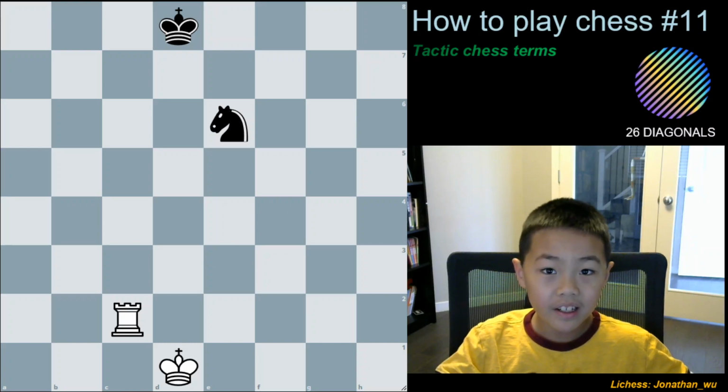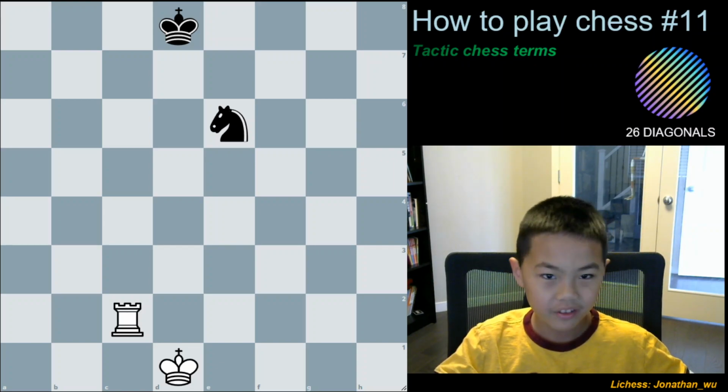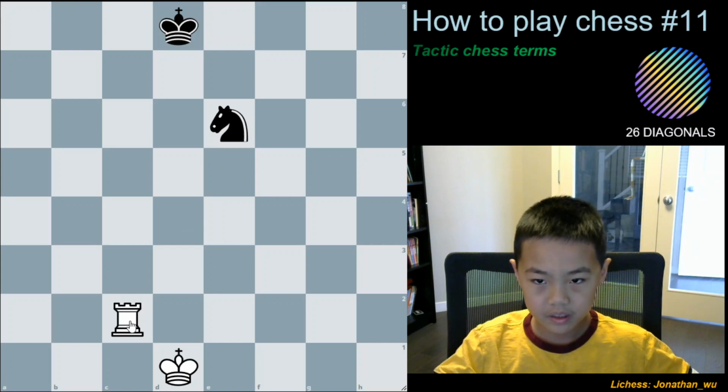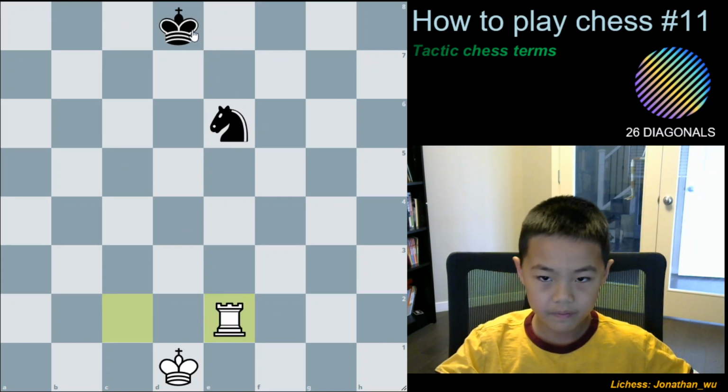This is the 11th video of Play Chess and Play It Good, and in this video we will be talking about puzzle chess terms. I don't know what to call it. Well, it's basically chess terms for puzzles, like tactics. I hope you'll understand. So here it's basically when the rook attacks the knight, you can defend.